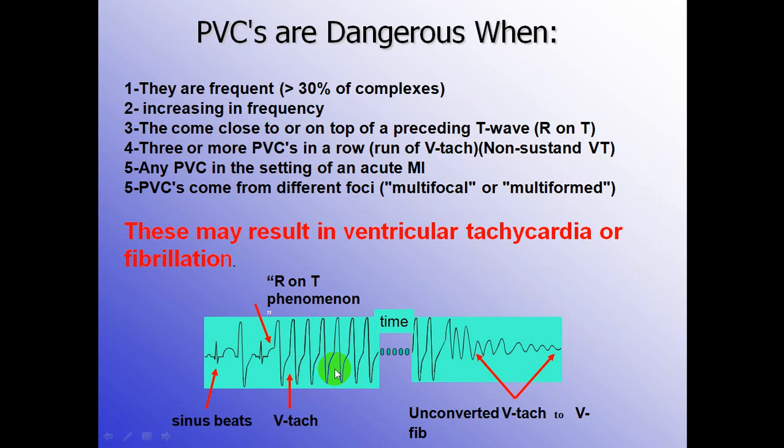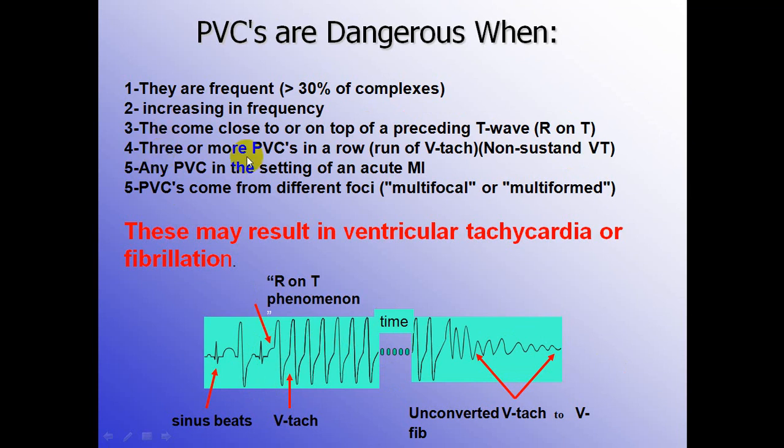Premature ventricular contractions are dangerous when they are frequent, more than 3% of complexes, or increasing in frequency. They come close to or on top of the T wave, R on T. What is meant by R on T? The R wave of the QRS complex is on or near the T wave of the sinus beat. This phenomenon is the vulnerable period, a very excitable period, which can lead to ventricular tachycardia. If not treated in time, it can lead to VF, even standstill, even death. This is a serious R on T.